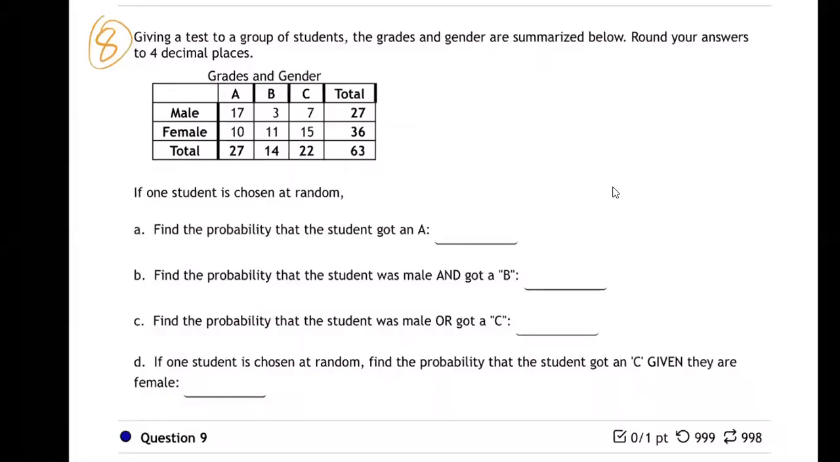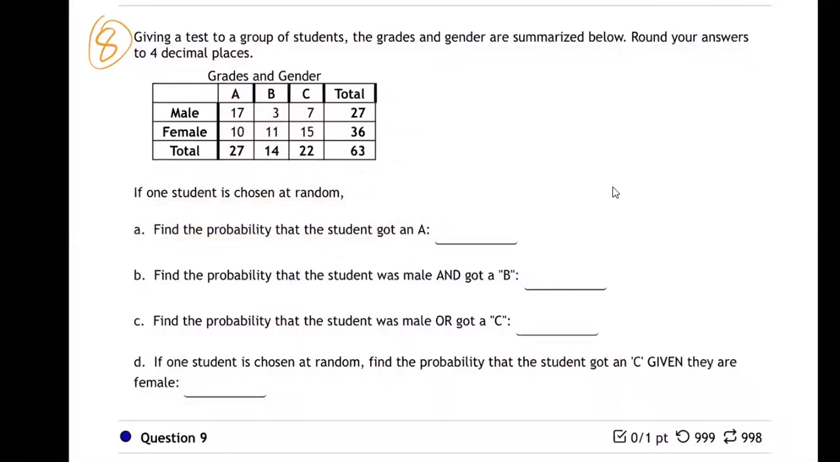Giving a test to a group of students, the grades and gender are summarized below. Round your answer to 4 places. All right, so 17 males got an A, 10 females, 3 males got a B, 11 females, and so on. If one student is chosen at random, find the probability the student got an A.